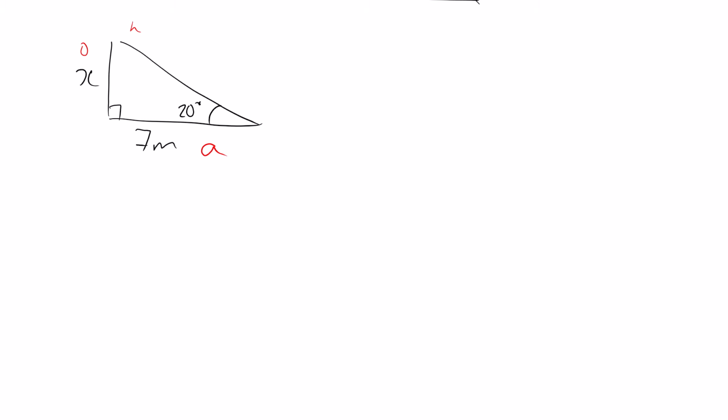Now we need to write out our equation. So we're trying to work out what O is. So O is equal to A times by tan theta. And again, I've put the letter before the tan theta. It doesn't matter which order really, but when we put it into a calculator, it just makes life a bit easier. Third step, we need to substitute. So x is equal to 7 times by tan 20.